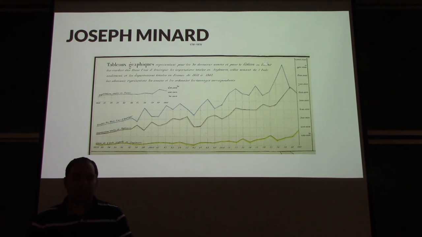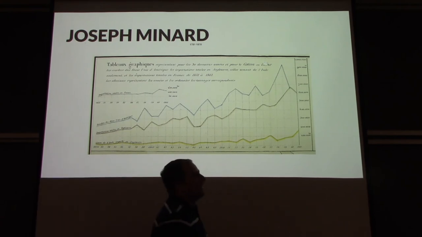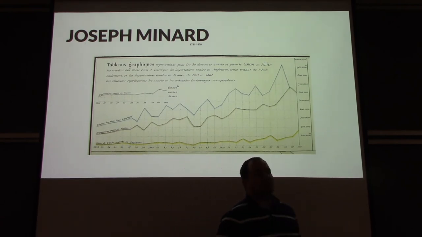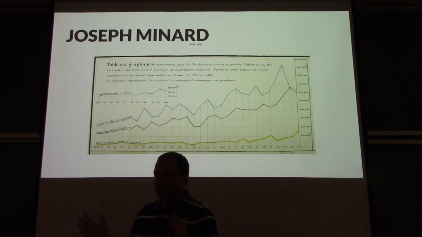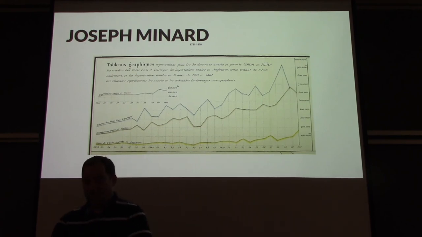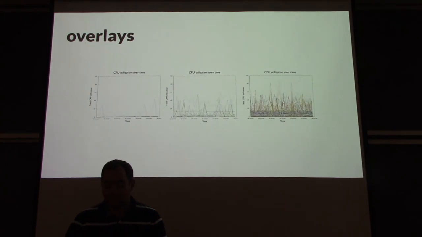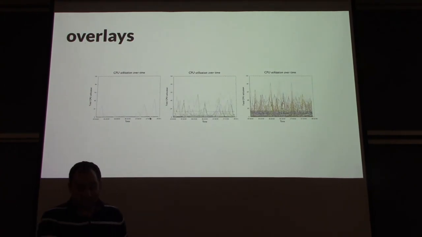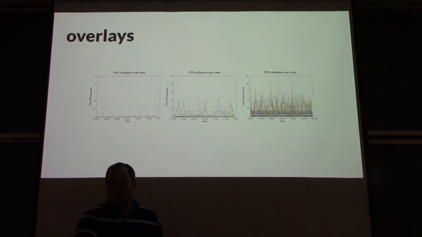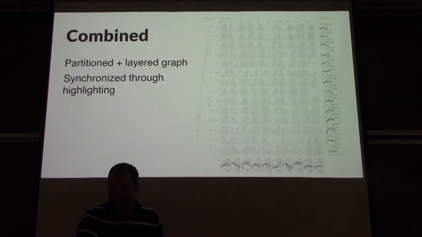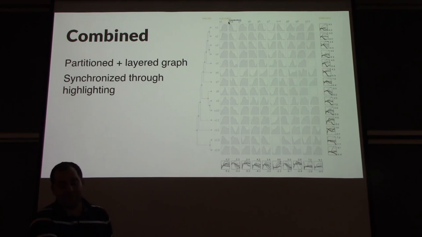So here is a simple example: layering multiple lines on a line chart, right? I don't need one separate chart for every single line. But of course there are limitations, right? This works well for a couple of lines, but if I overdo it with the number of lines, suddenly it gets pretty cluttered. Here is a combined approach where we have partitioned and layered graphs.